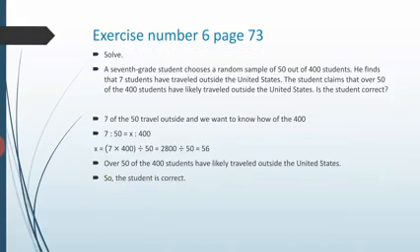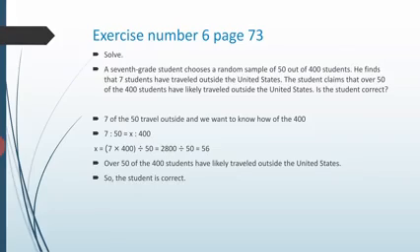Now, exercise number 6, page 73. We want to solve it. A 7th grade student chooses a random sample of 50 out of 400 students. He finds that 7 students have traveled outside the United States. The student claims that over 50 of the 400 students have likely traveled outside the United States. Is the student correct? We can make a proportion. We have that 7 of the 50 traveled outside, and we want to know how many of the 400. We know 7 of 50, but how many of 400?